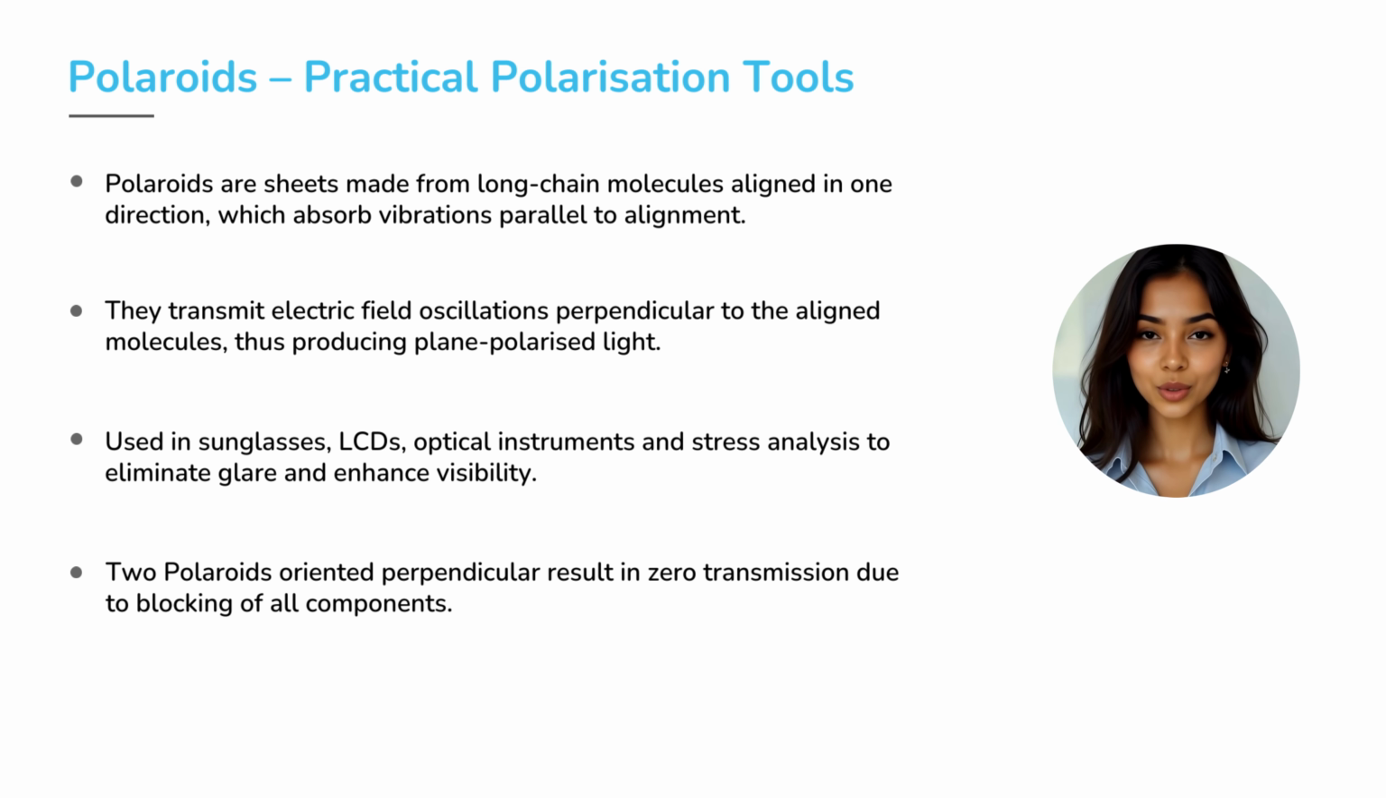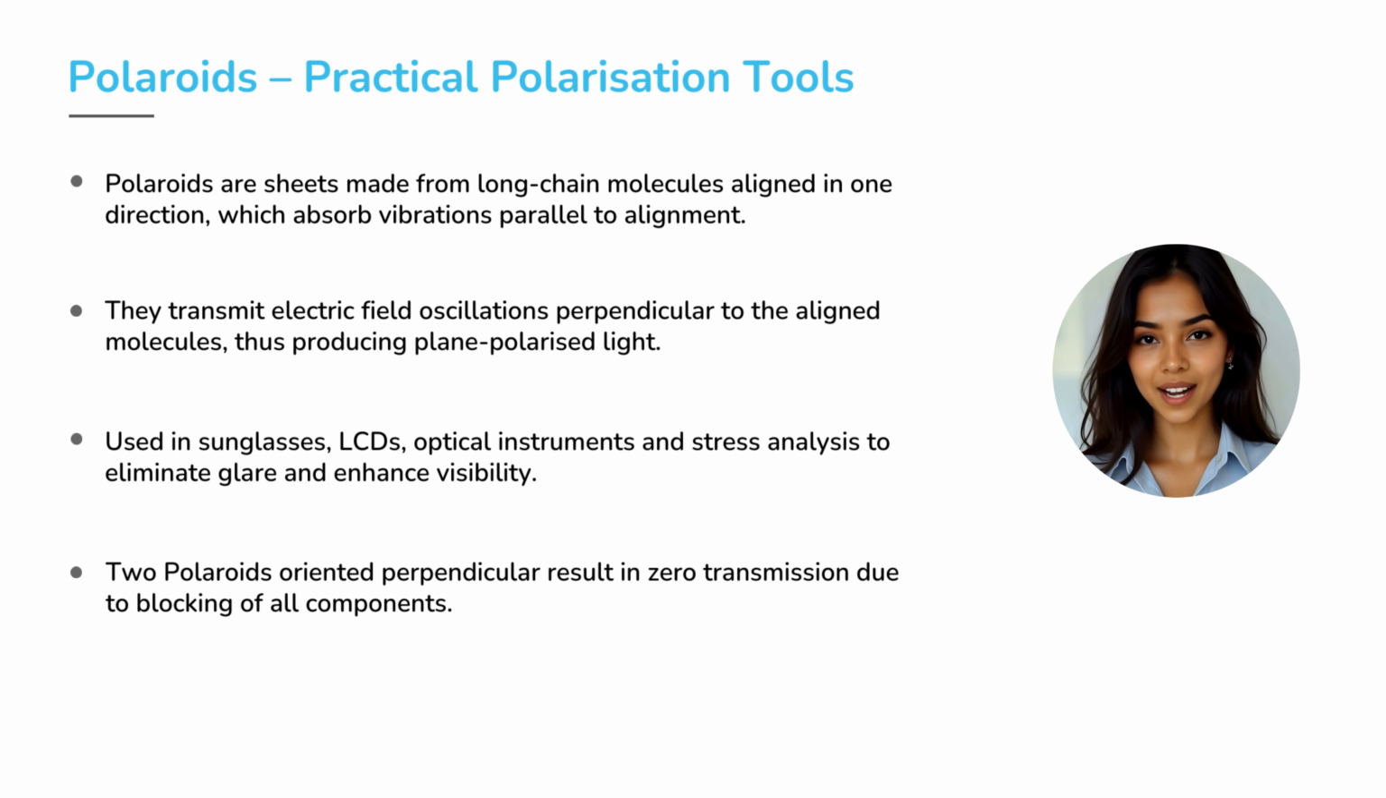Have you ever worn those cool polarized sunglasses that magically cut glare and make colors pop? That's thanks to Polaroids, sheets made of long-chain molecules all lined up neatly in one direction, like soldiers standing in formation. These molecules absorb any electric field vibrations that try to shake them in the same direction as their alignment, but happily let through vibrations vibrating perpendicular to them. So, light passing through a Polaroid emerges plane polarized.